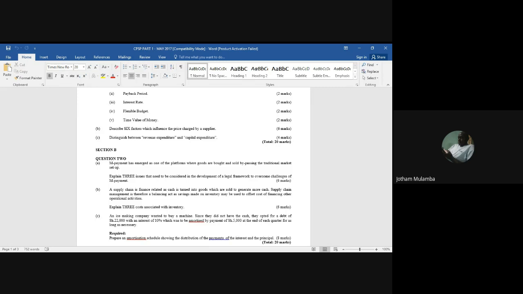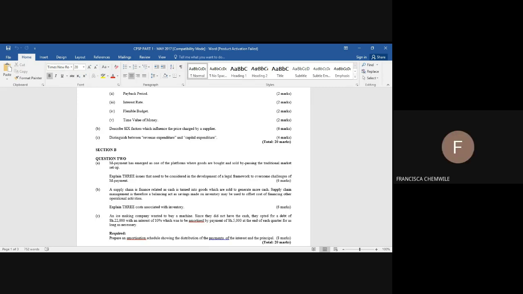Part B. Supply chain is finance related as cash is turned into goods which are sold to generate more cash. Supply chain management is therefore a balancing act, as savings made in inventory may be used to offset the cost of financing other operational activity. Explain 3 costs associated with the inventory. Who can identify 3 costs that are associated with the inventory? Inventory is basically stock.